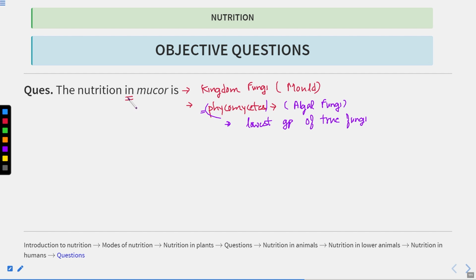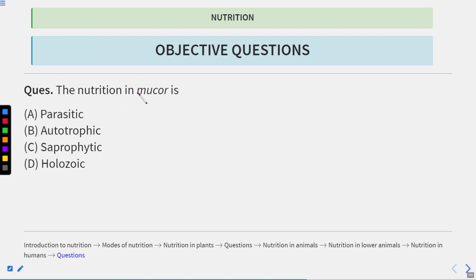Now they are asking about the nutrition in mucor. Options are parasitic, autotrophic, saprophytic, and holozoic. So parasitic, we have already discussed, those organisms which are dependent on other organisms for nutrition. Autotrophic organisms. Okay, so auto means self. So these organisms are able to synthesize their own food.